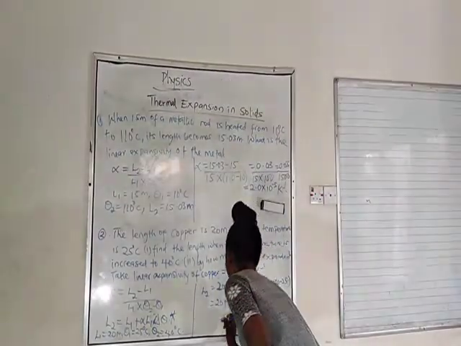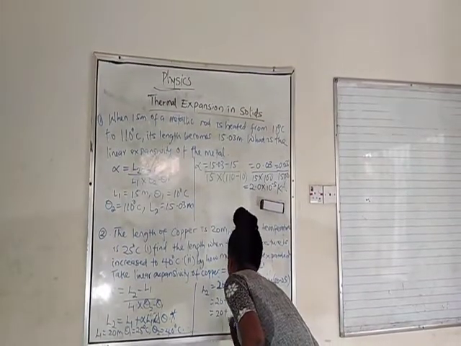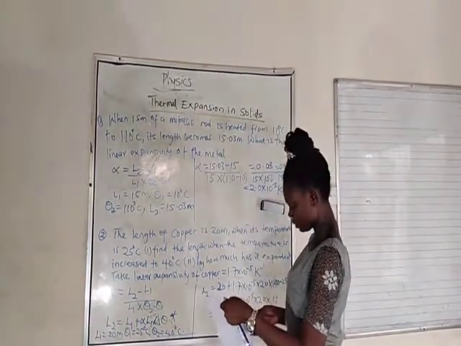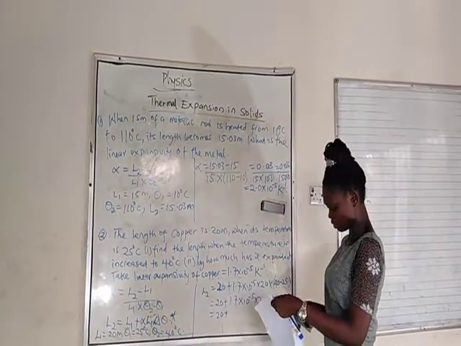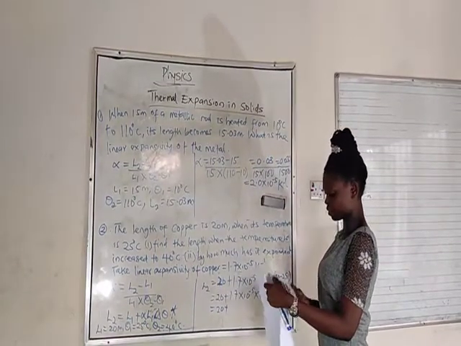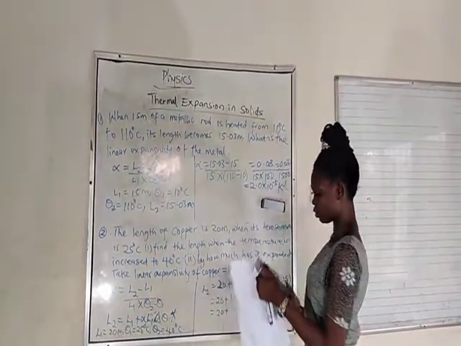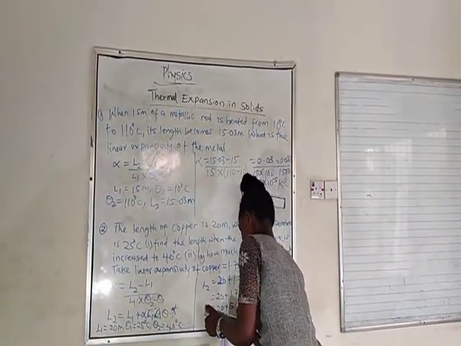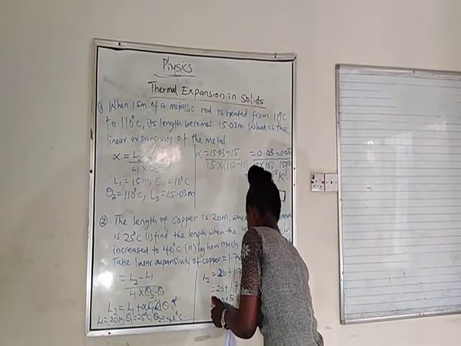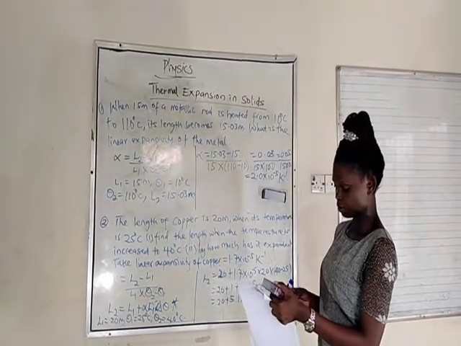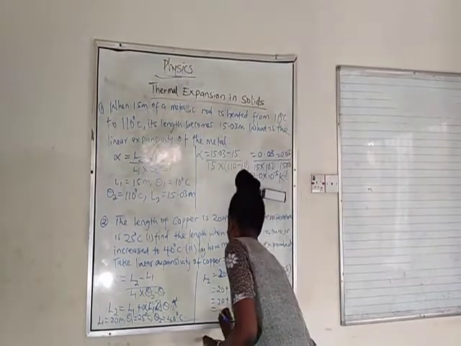So first we're going to have 20 plus, then we punch our calculator: 1.7 times 10 raised to the power minus 5 times 20 times 15. I hope you have punched your calculator. We're going to have 5.1 times 10 raised to the power minus 3. So add it to your 20. We're going to have what?